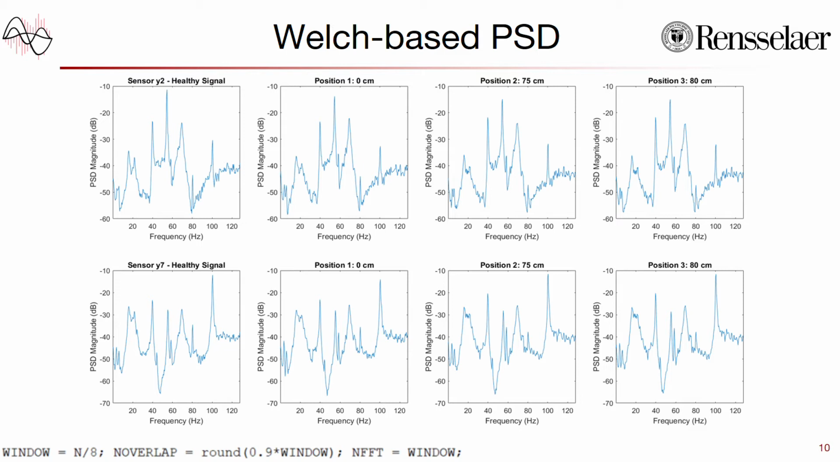For this I used a window size of N over 8. N for this case was the sample size, which was 5,000 samples. And so the window size for this was 625. Again, the healthy signal is generally stronger than the possible damage locations along the aircraft structure.